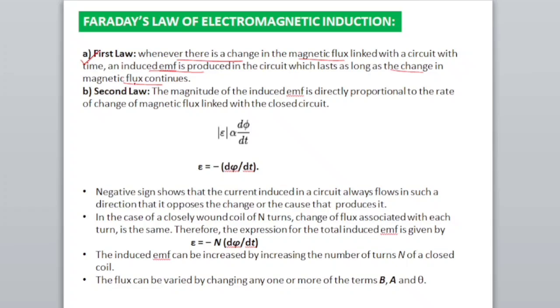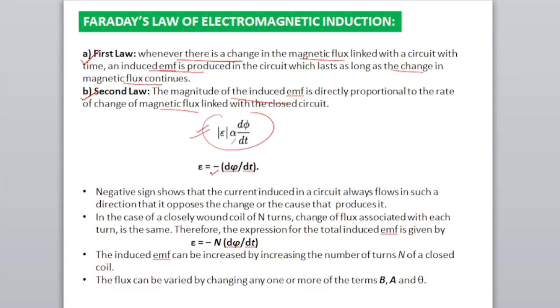And the second law gives the mathematical expression for how much EMF is induced in the circuit whenever there is a change in magnetic flux. It states that the magnitude of induced EMF is directly proportional to the rate of change of magnetic flux linked with the closed circuit. It means EMF is directly proportional to dφ/dt, the rate of change of magnetic flux. How fast the flux is changing in that circuit gives the EMF induced in the circuit. If you then remove this proportionality constant, you get E equal to minus dφ/dt.